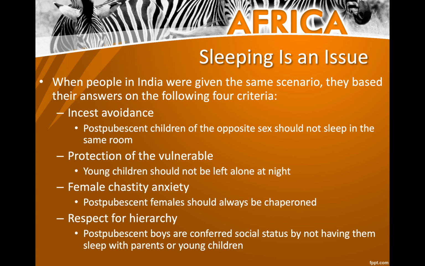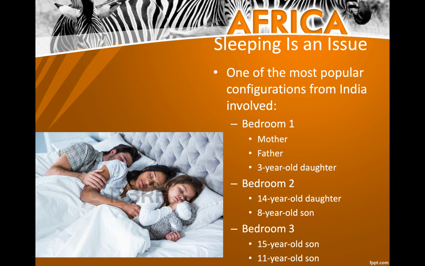When people in India were given the same scenario, they based their answers on the following four criteria. Incest avoidance, post-pubescent children of the opposite sex should not sleep in the same room. Protection of the vulnerable, young children should not be left alone at night. Female chastity anxiety, post-pubescent females should always be chaperoned. Respect for the hierarchy. Post-pubescent boys are conferred social status by not having them sleep with parents or young children.